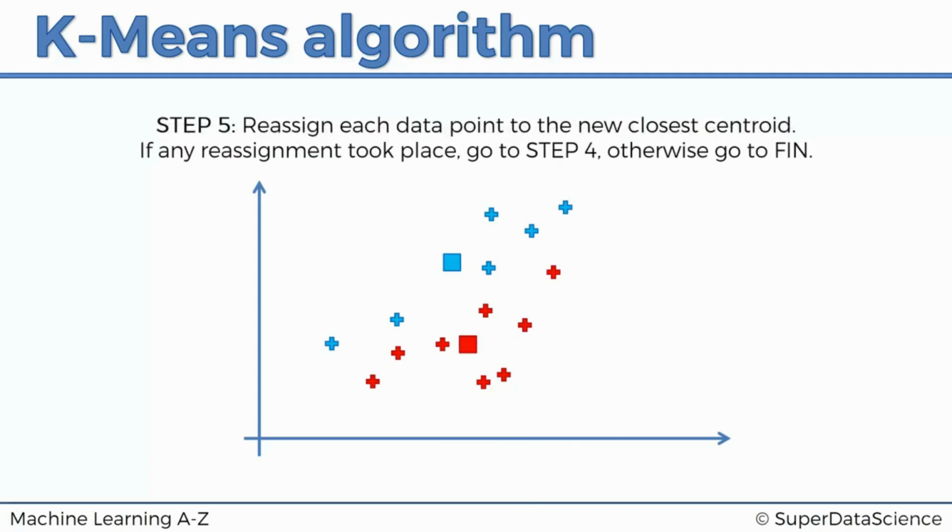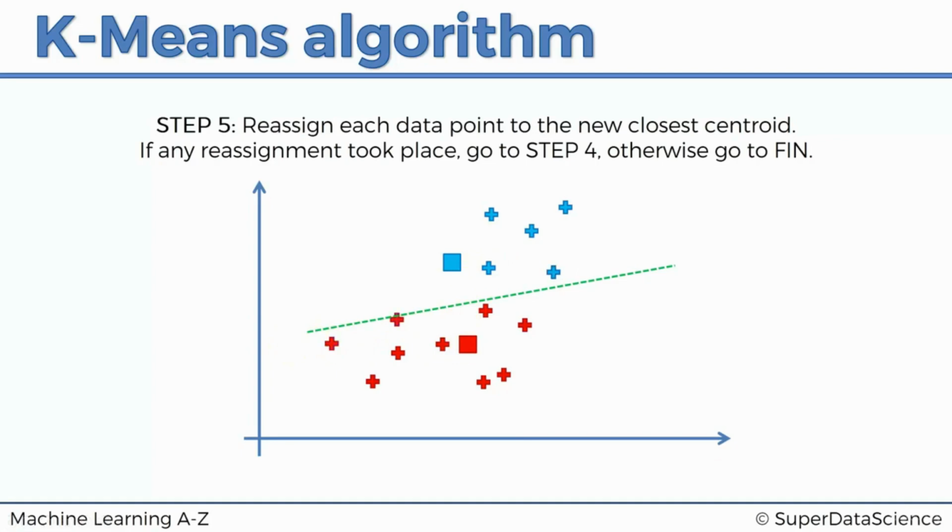Next, you perform step 5. Reassign each data point to the new closest centroid, and if any reassignment took place, then go back to step 4. Otherwise, you may finish your algorithm, meaning that it has converged. So let's do that. Let's see how the data points will reassign to the new centroids. If we put our line through the scatter plot, you'll see that there are actually 3 points. This point is closer to the blue than to the red, and these 2 points are actually closer to the red than to the blue. So now we will recolor them.